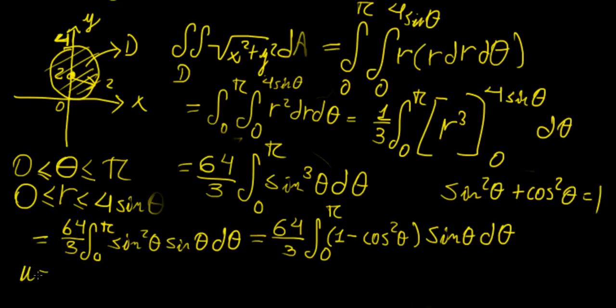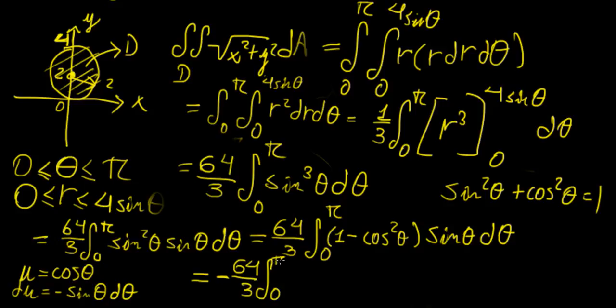So we can make the following substitution. Let u equal cosine theta, and then du equals minus sine theta d theta, which is this term here. This allows us to write the integral in the following form. We have to add that minus on the outside to balance this out, so 64/3 of 1 minus u squared du.